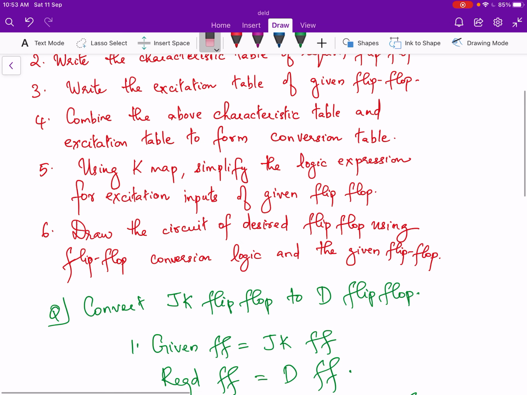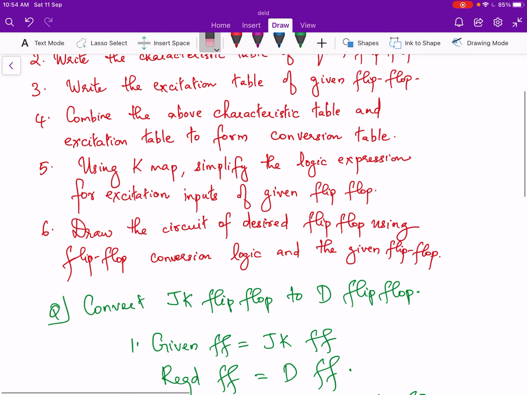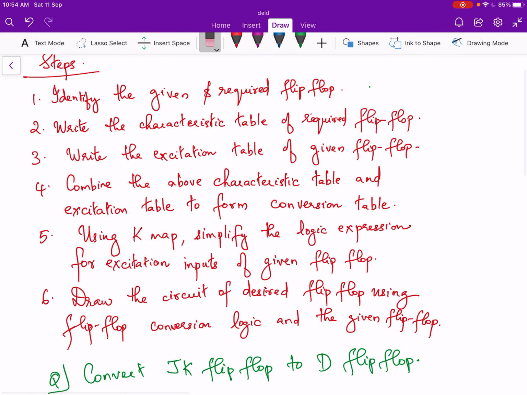So our question is, we have to convert JK flip-flop to D flip-flop. So the first step is to identify the given flip-flop and the required flip-flop. So the given flip-flop is JK flip-flop here and the required flip-flop is D flip-flop. So that is the first step. Now we can move on to the next step, that is the second step.